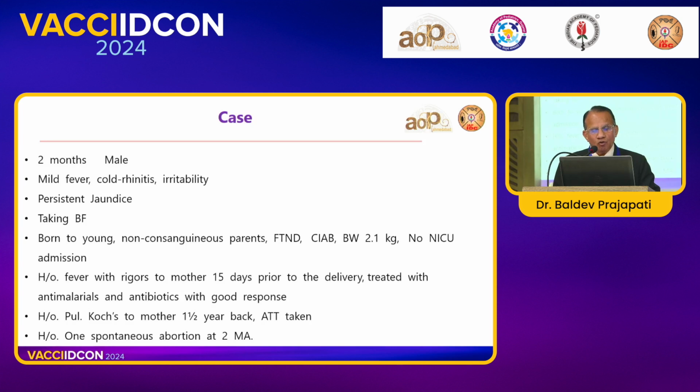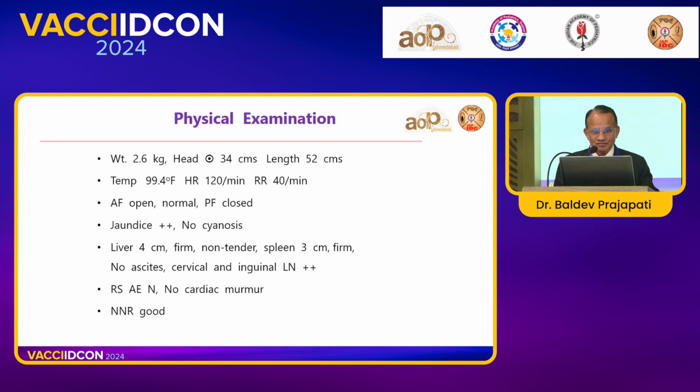This is a little bit old case and therefore somebody, an obstetrician or physician, treated her with anti-malarials and antibiotics. She recovered. Mother had even pulmonary TB 1.5 years back. She completed her anti-tuberculosis therapy. She had one spontaneous abortion at 2 months amenorrhea. This was the information available from the mother.